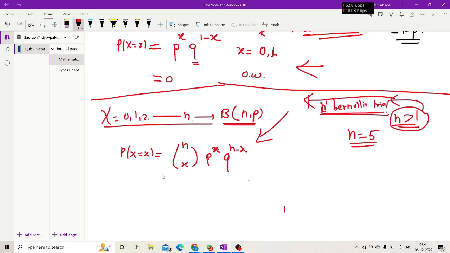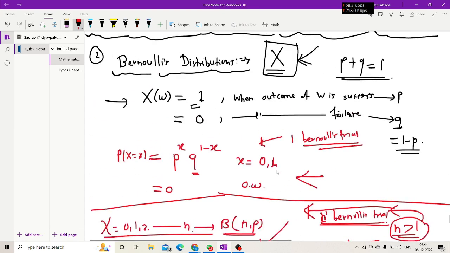Yeah, so that is the PMF of the binomial distribution, which is nCx p raised to x q raised to n minus x. So that should be greater than or equal to 0, and these are taking values 0, 1, 2 up to n, and 0 otherwise.